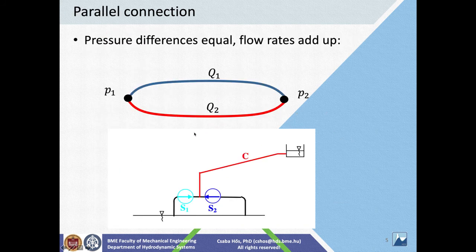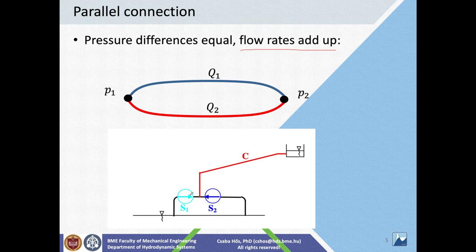Okay, how does it look in the case of parallel connection? Now, if you have parallel connection, then what happens is that the pressure difference will be the same, but the flow rates are added up. Okay, so this is very simple. If you have Q1 here and if you have Q2 here, then at the end of the day, between P1 and P2, you have Q1 plus Q2.